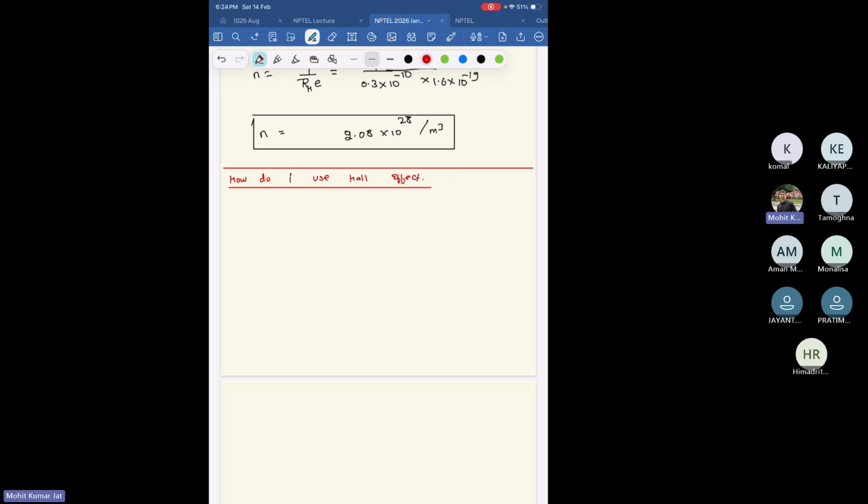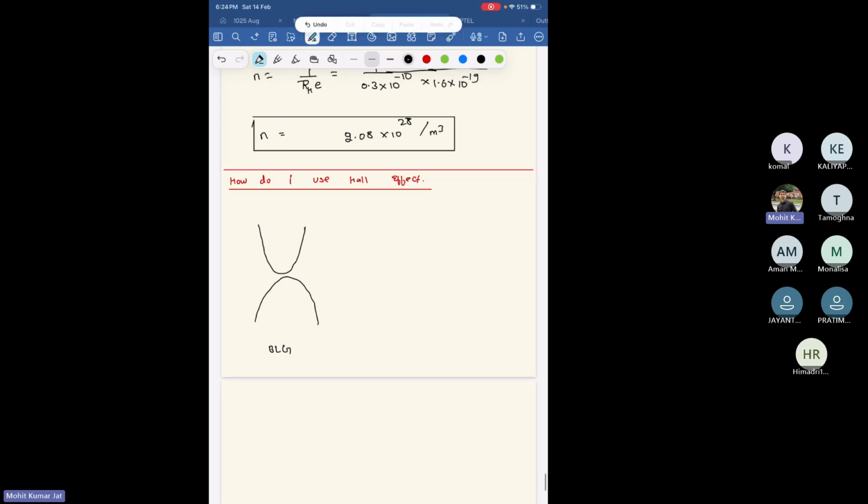The first thing you should look at is the band structure. The band structure of bilayer graphene is roughly parabolic, like this. This is a very rough structure I'm drawing. So this is bilayer graphene. Now if you take the RXY signal for this one, and you measure here, this is your RXY, it will be 1 by NE.